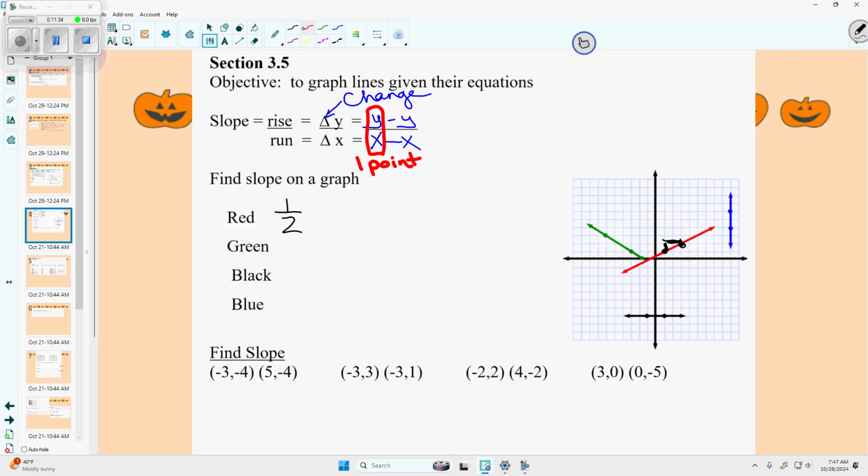So a positive slope will always go up to the right. So a positive slope is going to equal a line that's going up to the right.